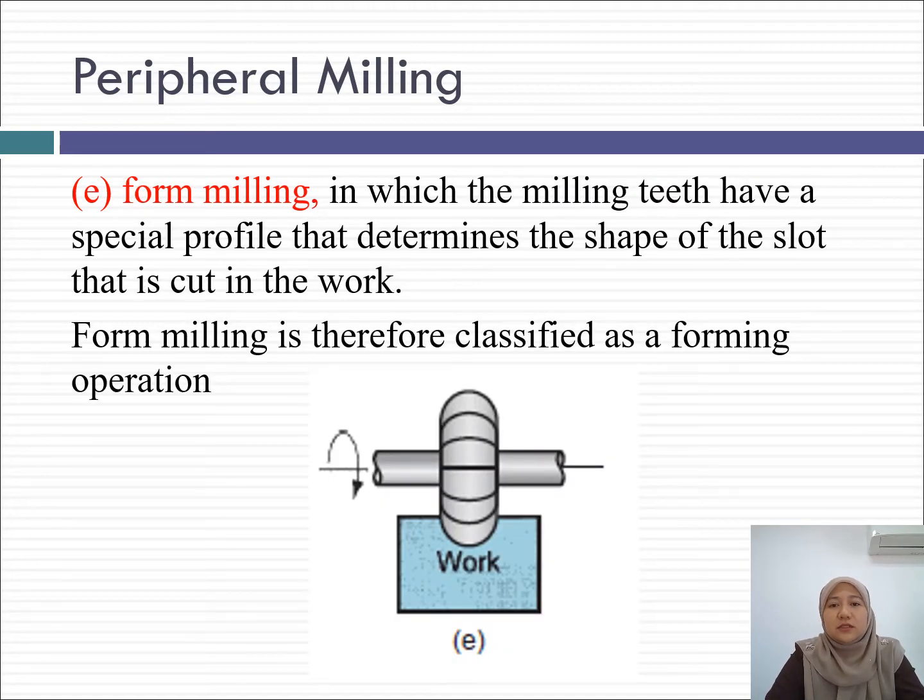In form milling, the milling teeth have a special profile that determines the shape of the slot that is cut in the workpiece. Form milling is therefore classified as a forming operation. The cutting tool has a specific profile, and it is not only the one shown in the figure, it can be various types of profiles. Upon cutting, it will create a cavity or new shape which takes the shape of the form milling cutter.